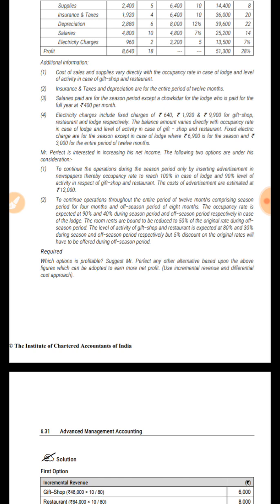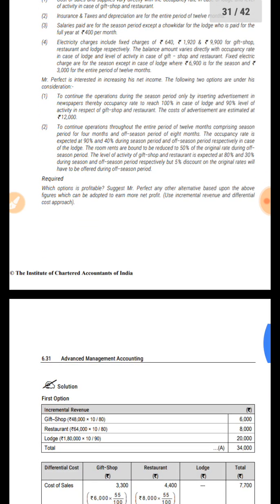Now which option is profitable? Suggest Mr. Perfect any other alternative based upon the above figures which can be adopted to earn more net profit. So we have to suggest about both the options. Suppose he is asking, we are the consultant to him, he is asking us. He has given his opinion, that either I give the advertisement or start the business for 12 months. So as a consultant we have to give him advice by playing with these numbers whatever he has given.